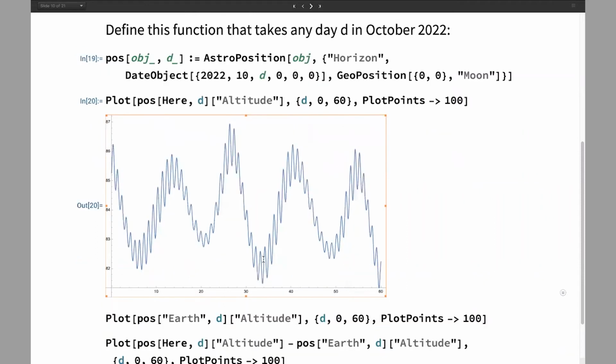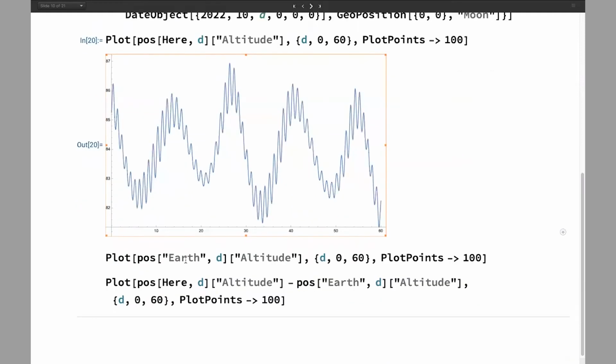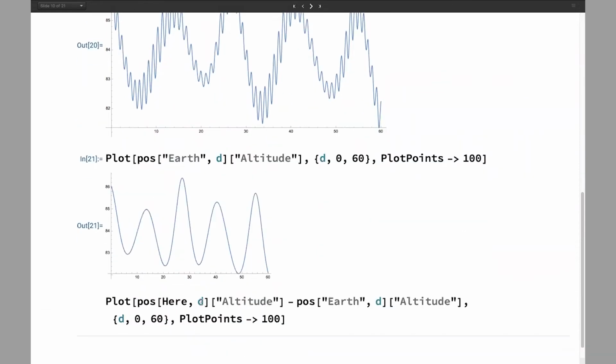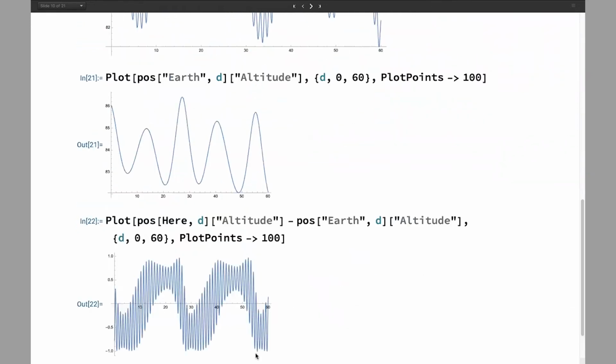So if we observe not Champagne, but the center of the Earth, we get the same curve, but without the oscillations, right? And so if we subtract that, we get the complicated geometry of the combination of both things. Right? These computations contain a lot of information about the motion of the moon.